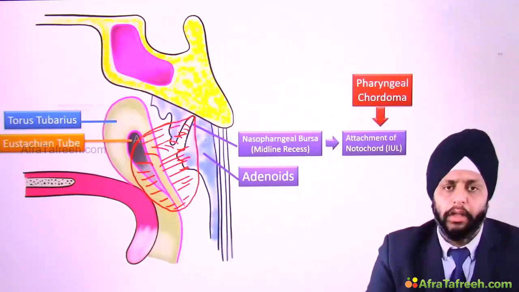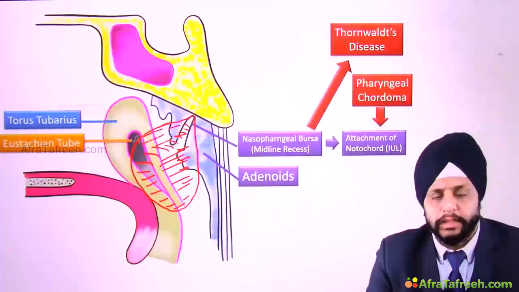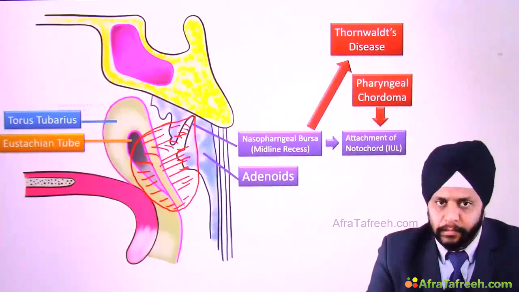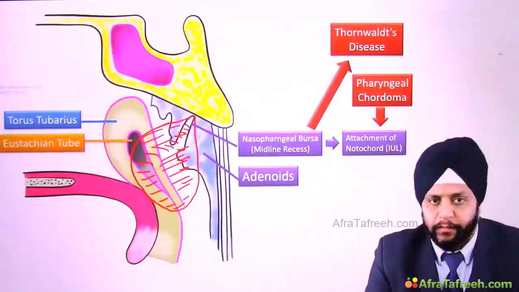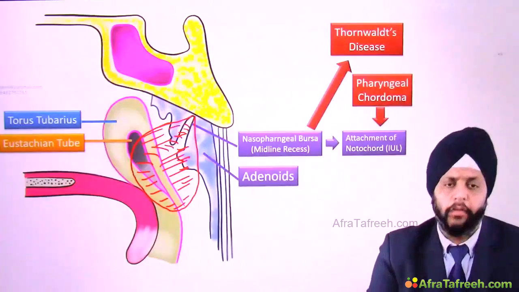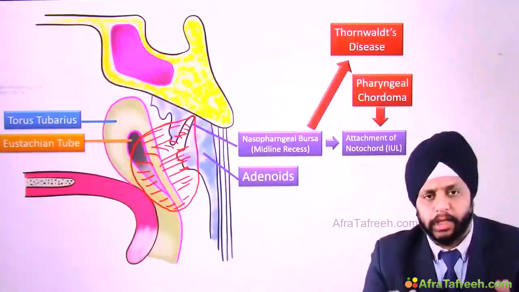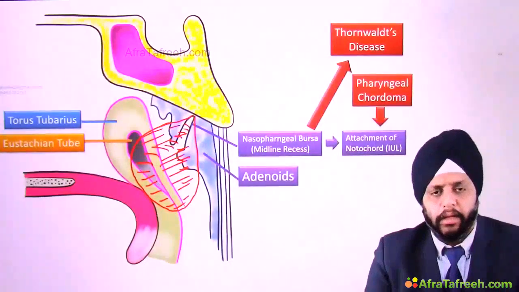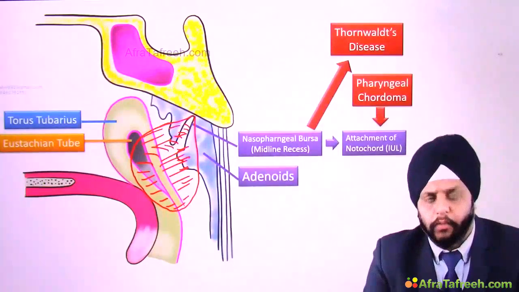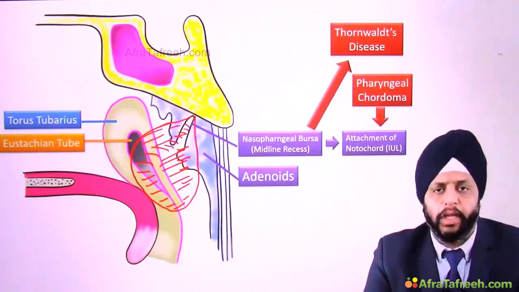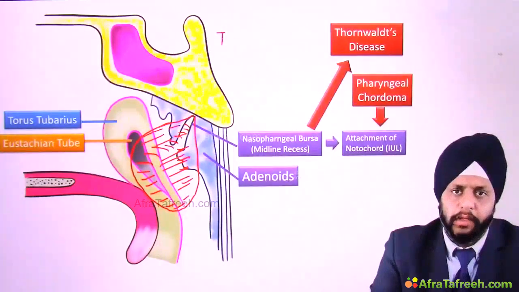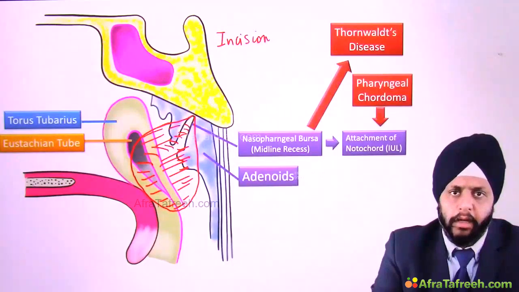We call this disease Thornwaldt's disease. This cystic mass is known as Thornwaldt's disease. If it gets infected, you can even call it Thornwaldt's abscess. How will the patient present? The patient presents with bilateral nasal obstruction. When you examine, you will find a cystic mass originating from the place of the nasopharyngeal bursa. How will you treat this patient? For treating, you can simply do incision and drainage. So the treatment for Thornwaldt's disease is incision and drainage.